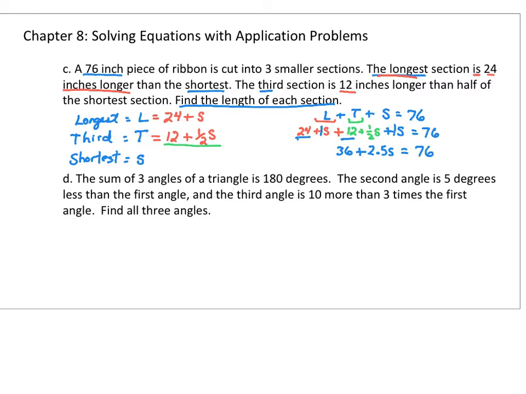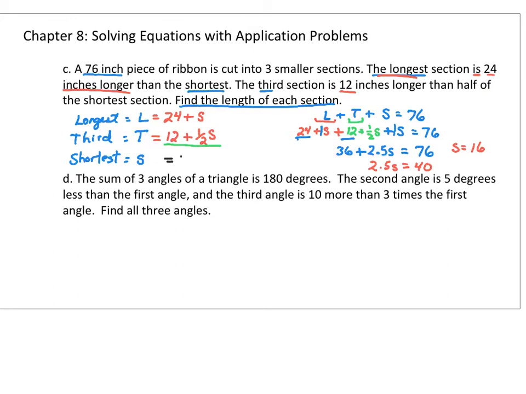And then solving from there, you would subtract 36. I'm going to skip writing that part. 76 minus 36 should be about 40. You would divide by 2.5. 40 divided by 2.5 is 16. So S equals 16. So now we can come over here and write in our solutions.